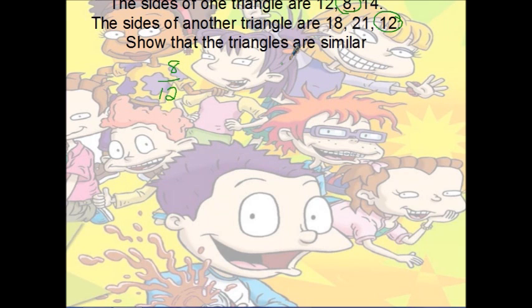8/12. I want to take my medium side and match it up with my medium side to get 12/18. And I want to match up my biggest side with my biggest side to get 14/21. And let's reduce all of them. 8/12 are both divisible by 4, gives me 2/3. 12/18, they're both divisible by 6, gives me 2/3. And 14/21, both divisible by 7, gives me 2/3. Since all three sides reduce to give me the same ratio, I know that they're going to be similar by side-side-side similarity.